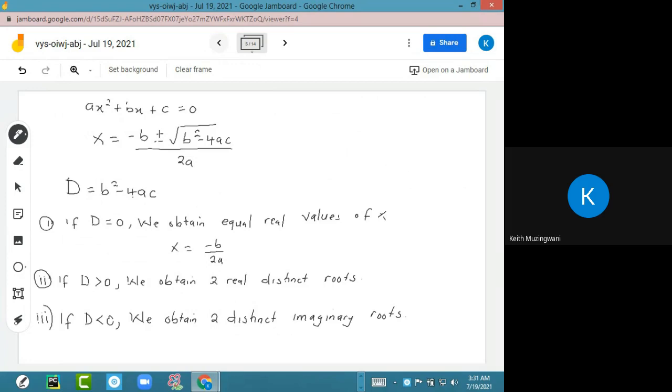So for the nature of the roots, you require D, which is the discriminant, equal to 0, equal roots. Greater than 0, real distinct. Less than 0, imaginary. So if it is greater or equal to 0, you have real roots. We are not just sure if they are equal or distinct, meaning we've combined 1 and 2.